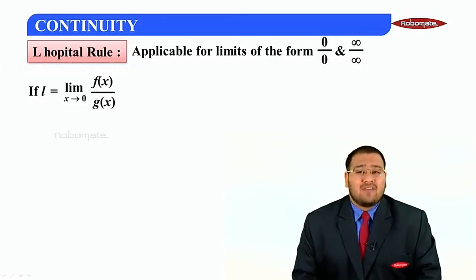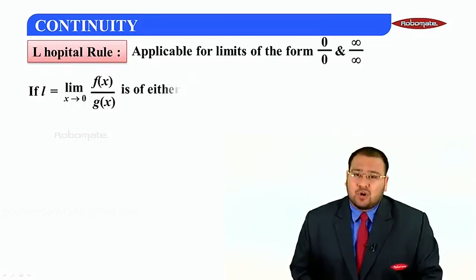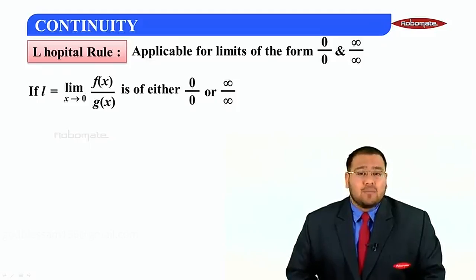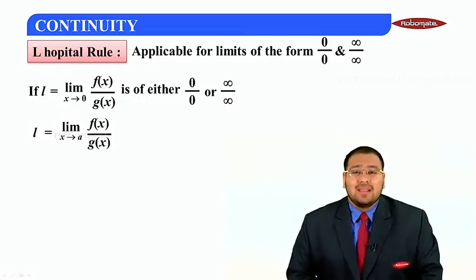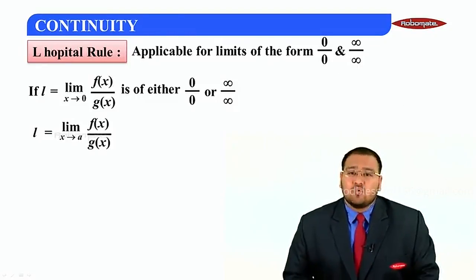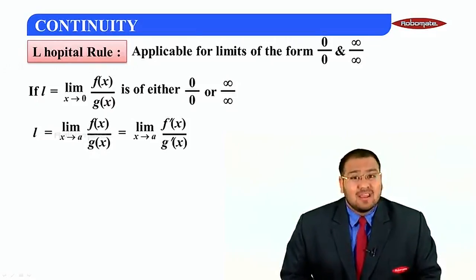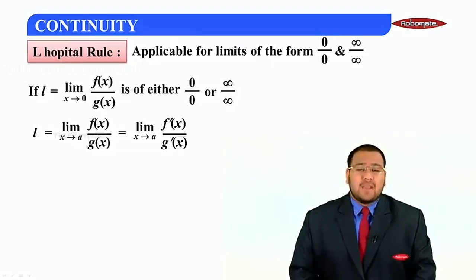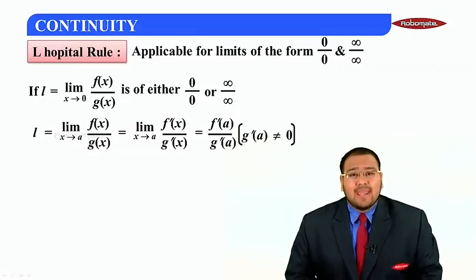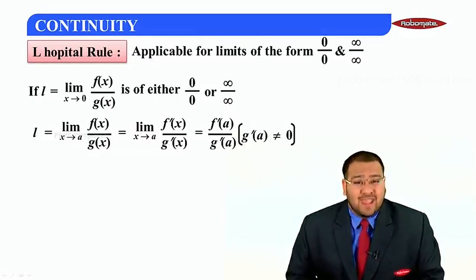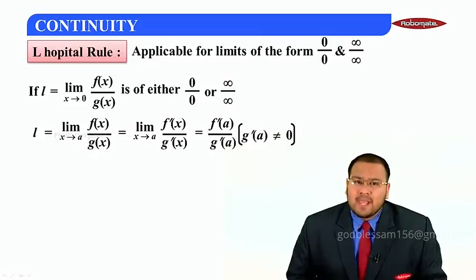What does it say? If you have a function L as limit x tending towards a of f of x by g of x, and it is of the form 0 by 0 or infinity by infinity, then I can say that L is equal to limit x tending towards a of f dash of x upon g dash of x, which again can be equal to f dash of a upon g dash of a. But note this point, g dash of a should not be equal to 0.